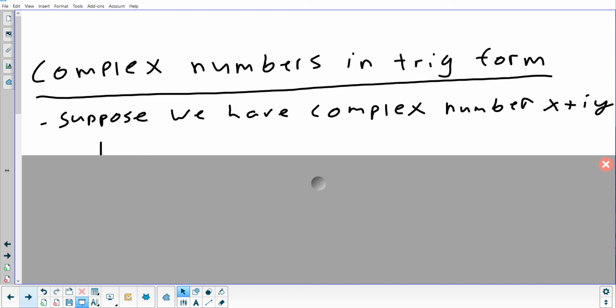When you write a complex number in trig form, you are not allowed to have an x or a y. You can't have them. x and y is standard form. We have to replace the x and the y. What are we going to replace them with? Let's see.